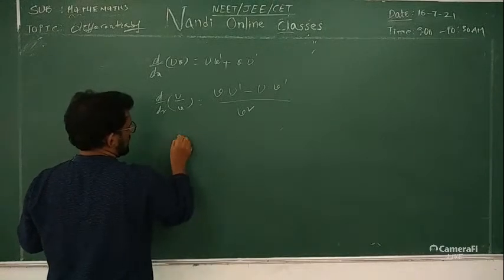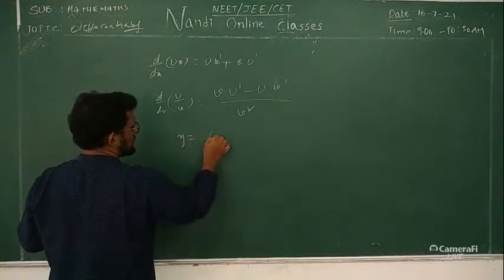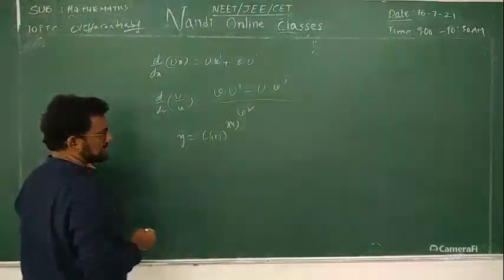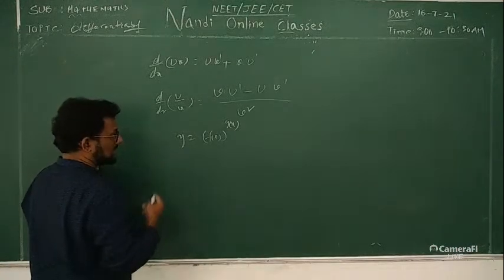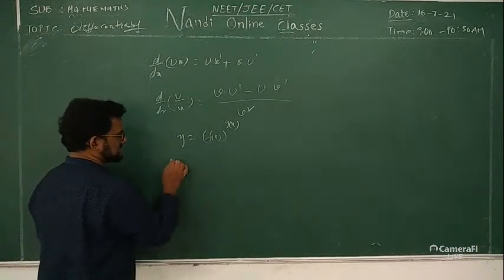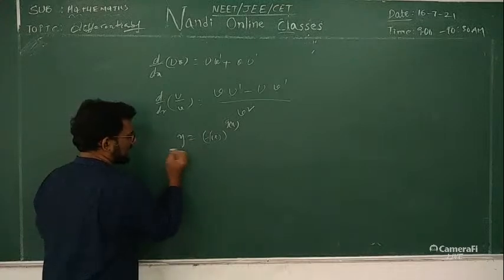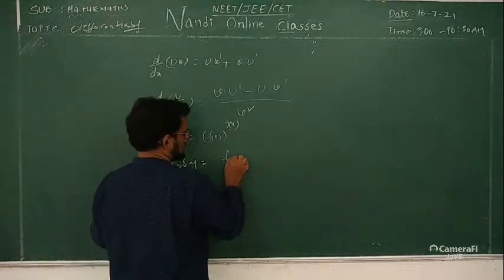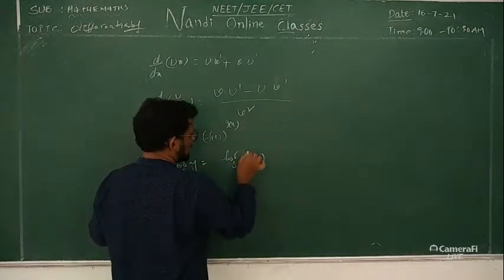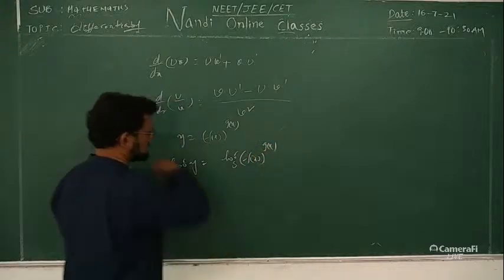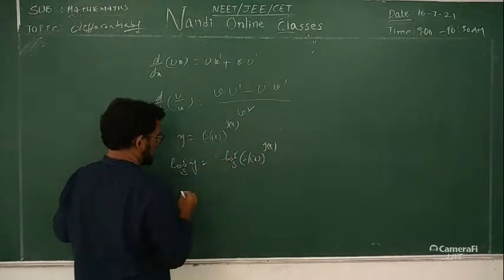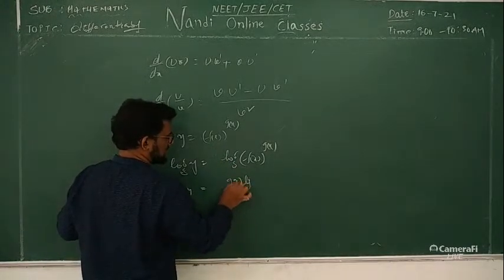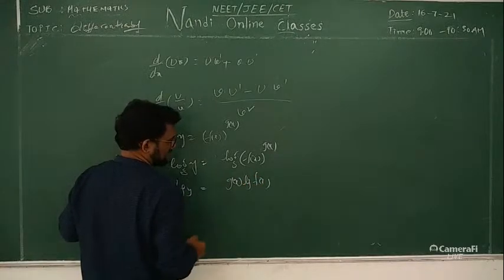one more thing: if y is equal to f of x whole power g of x, how to do that? First of all, your duty is to apply logarithms on both sides. Then log y is equal to log of f of x whole power g of x. This g of x comes in front, so g of x into log of f of x.